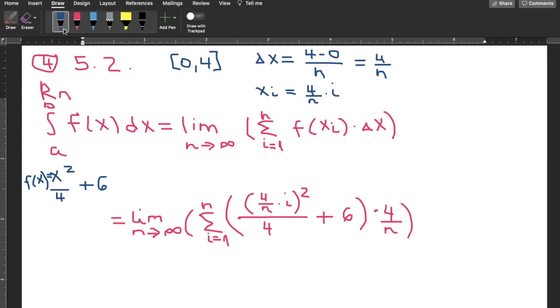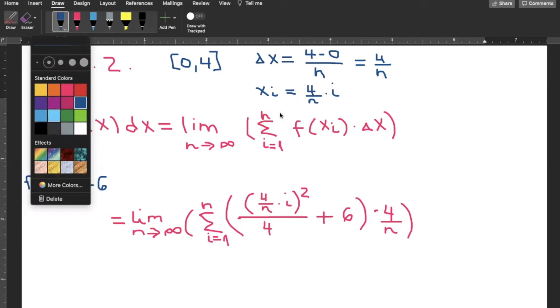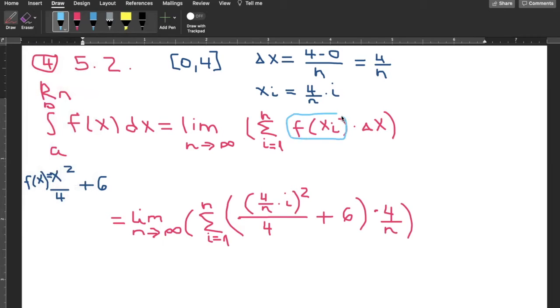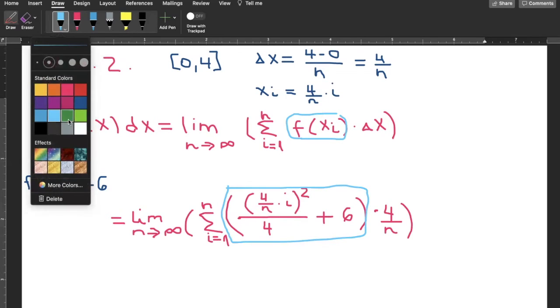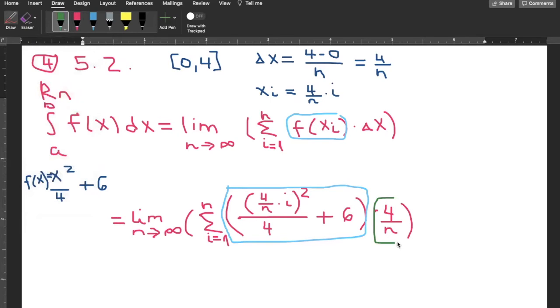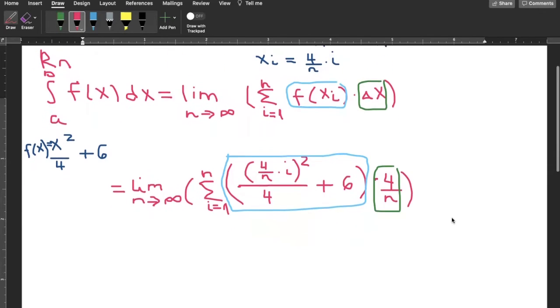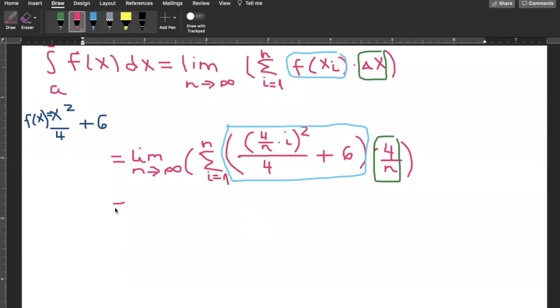Let me just kind of color code it so you can see. So this here is this. This here is delta x. And how we got this, we just plugged in 4 over n times i into the function anywhere we had x. So to solve this, I'll just keep writing until we get to simplifying it a little bit.